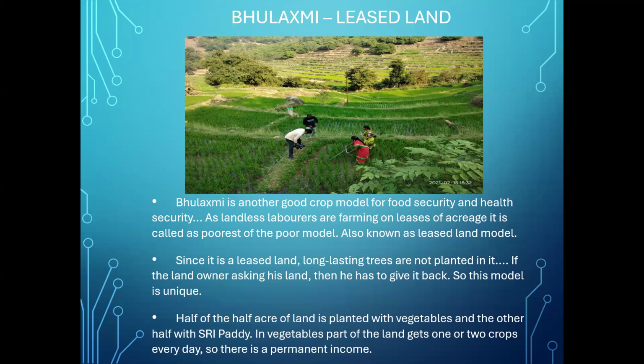Half of the half acre of land is planted with vegetables and the other half with SRI paddy. In the vegetable part of the land, one or two crops are harvested every day, so there is a permanent income.